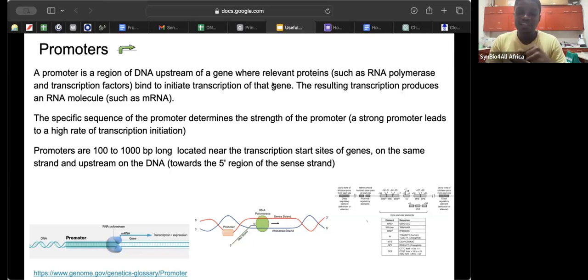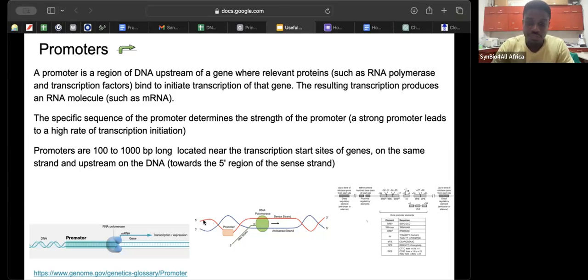Promoters are usually 100 to 1,000 base pairs long, but you can sometimes have some promoters that are shorter than 100. We'll talk about that in a bit. And then they are located upstream, right? So in a gene sequence, if we see where my cursor is down here, on the 5' end, right?